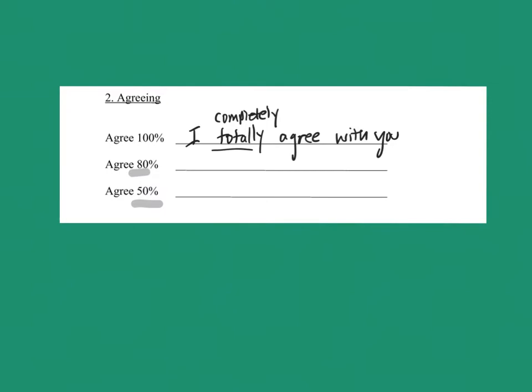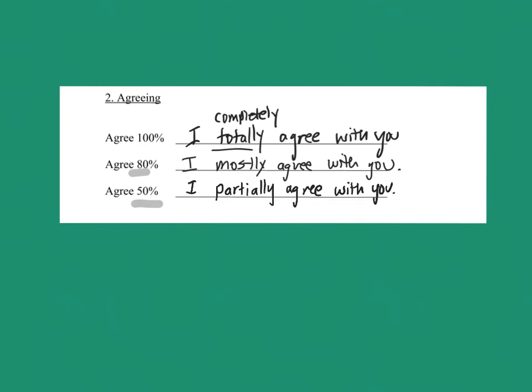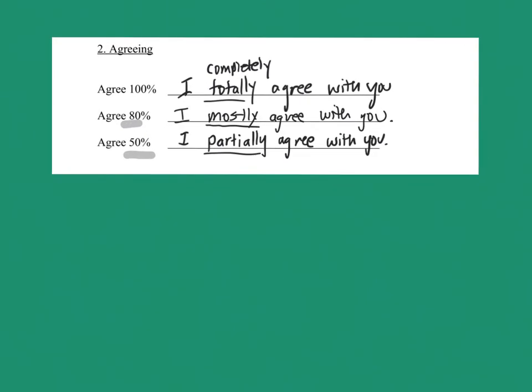Now, you may also agree a little bit less, right? 80% or even 50%. So if you don't agree 100%, but you mostly agree, you can say, I mostly agree with you. Or maybe you agree about half and half. You could say, I partially agree with you. So you have these expressions. I completely or totally agree with you. I mostly agree with you. Or I partially agree with you.